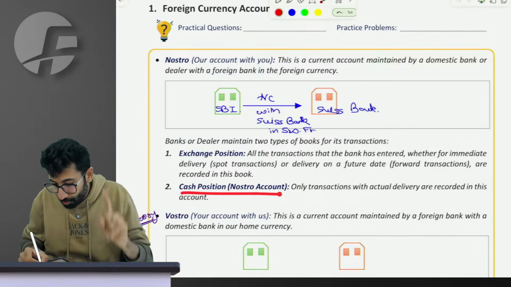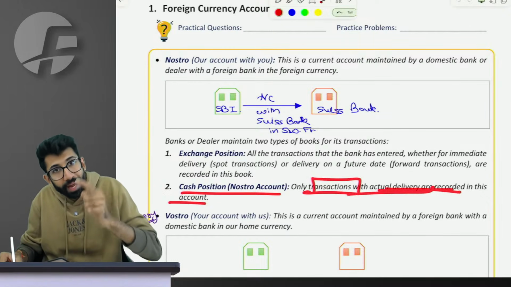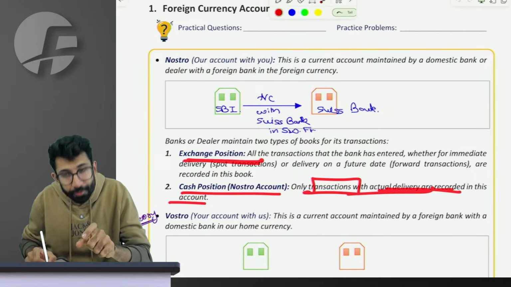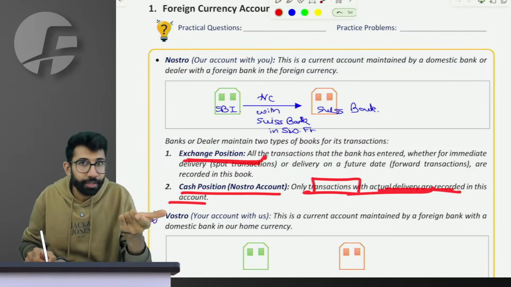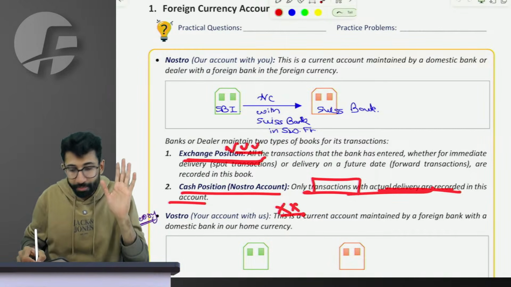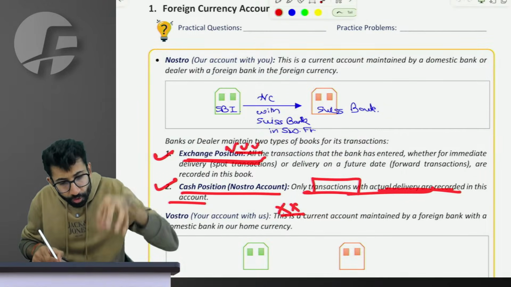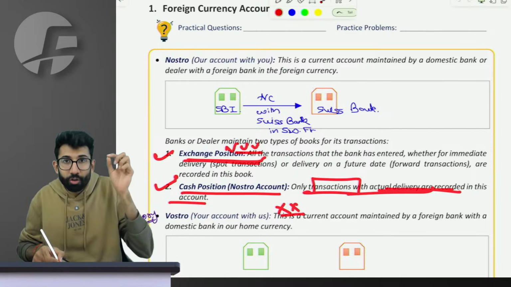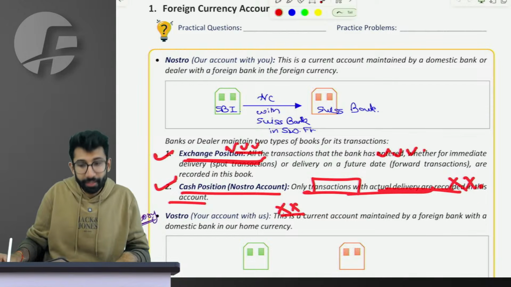This particular account records only cash transactions, which means only spot market transactions where the actual delivery and the actual buying selling happens. Unlike this, the exchange position is where we record spot as well as derivative market transactions. Even if you enter into a forward contract, that is recorded here and not in the nostro. You enter into a spot market transaction, it is recorded at both places. But if you enter into a forward buying or selling, something for which today only a contract has to happen or something for which the inflow or outflow will happen on a later date, all such transactions are recorded only here and not there. Are you understanding? That simple thing you have to do.